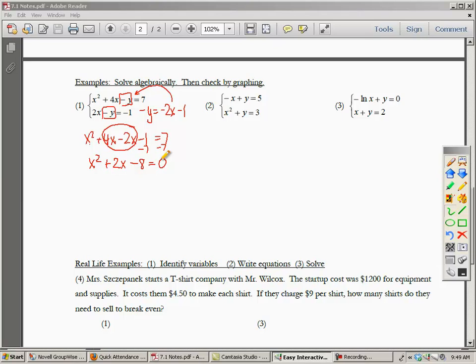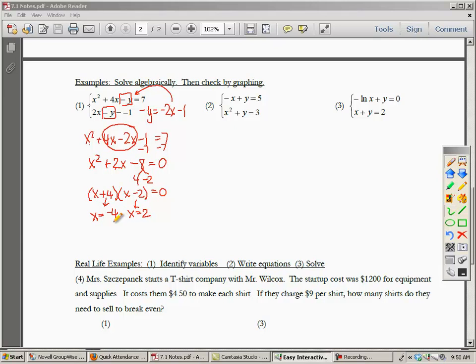From here you have 2 options. You may factor or you can use the quadratic formula. I'm going to choose factoring all the time. I need a positive 4 and a negative 2 to add to a positive 2. So my 2 factors are x plus 4 and x minus 2, which gives me values of x equals negative 4, and x equals 2.